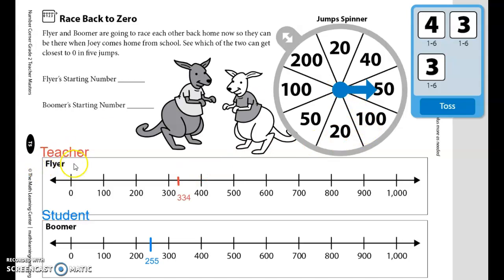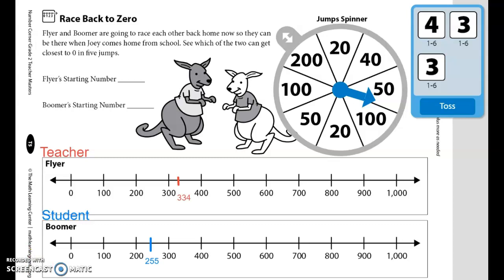All right, let's have your first jump and see where you get. Let's jump for Boomer. You have a jump of 50. Do you want to go forwards or backwards? Thumbs up for forwards, thumbs down for backwards. I hope to see a lot of thumbs down. We want to go backwards. We want to get as close as we can to 0.